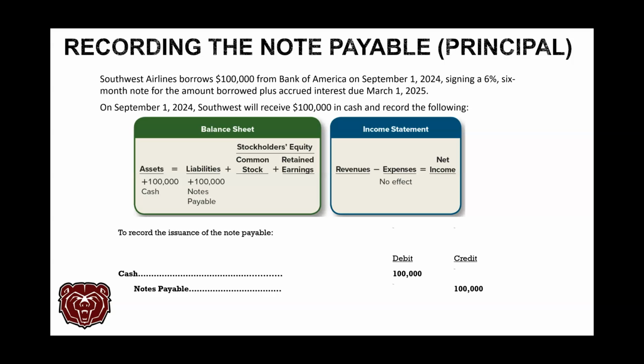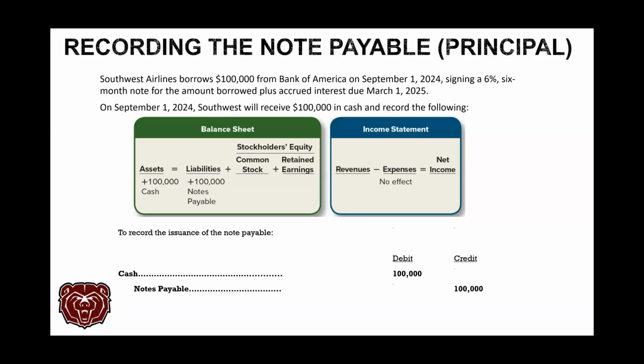So looking at this example, it tells us that Southwest borrows $100,000 from the Bank of America. They borrow it on September 1st, 2024. This is important. Write that date down. Highlight that date, whatever you need to do, because that is an important date to know. So they sign for this note on September 1st, 2024. It's a 6% 6-month note for the amount borrowed plus any accrued interest due March 1st, 2025.